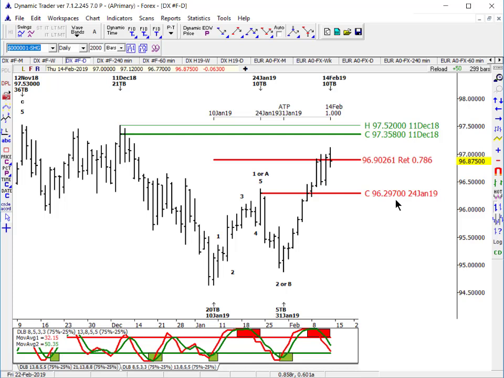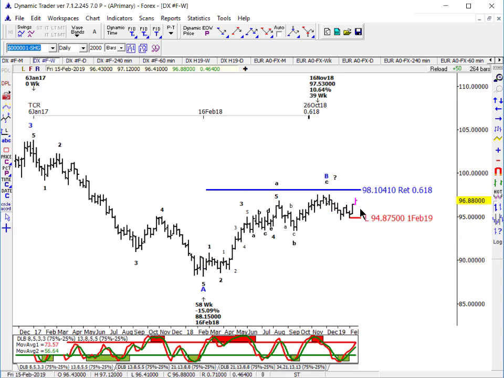96.297, more than likely we've just completed an ABC correction and the bear trend is going to continue. And that's significant because the next bear trend is probably not going to just be a weekly trend. It's going to last for many months and potentially decline to test or exceed last year's, the February 2018 low.